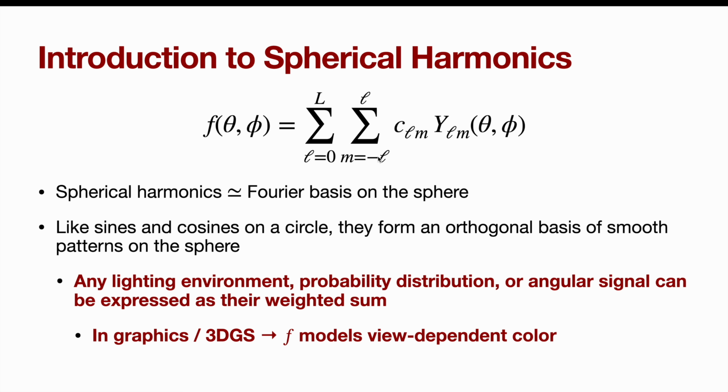In NeRF and in Gaussian splatting, this is usually used for modeling the view-dependent color, but it's used in a lot of other fields such as quantum physics.